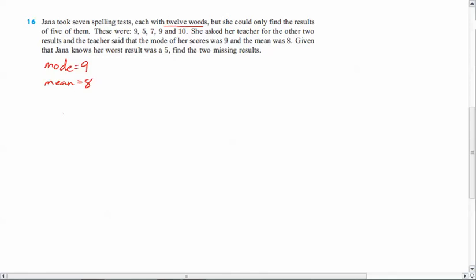Okay, so I need to take 9 plus 5 plus 7 plus 9 plus 10, and then plus the other 2. So I'm going to add x and y. And if I divide all those by 7, it should give me the average, which is 8. So let's go ahead and find out what x and y are. And you say, but I got 2 variables. Yes, you do have 2 variables. Deal with it. Okay, let's multiply both sides by 7.